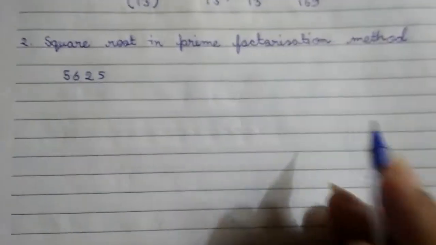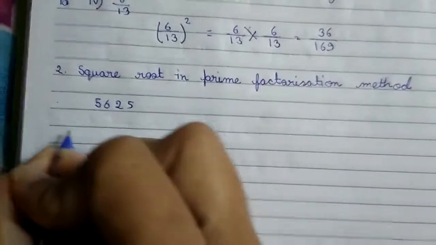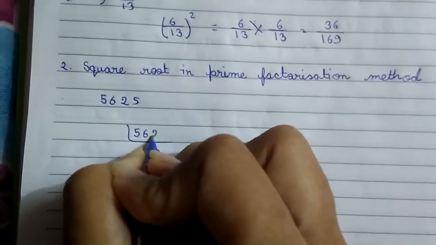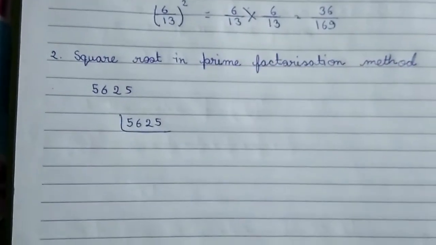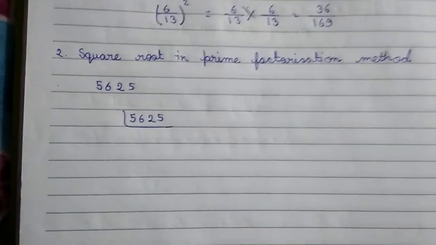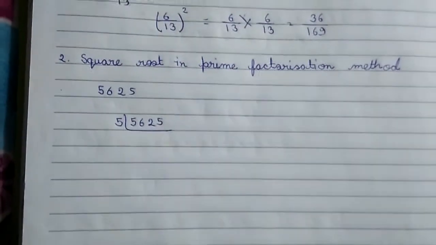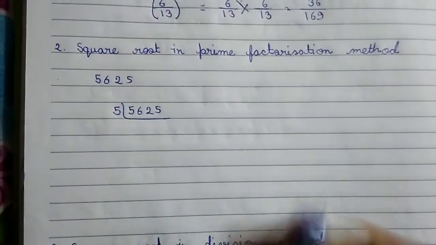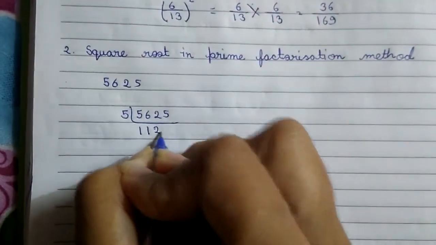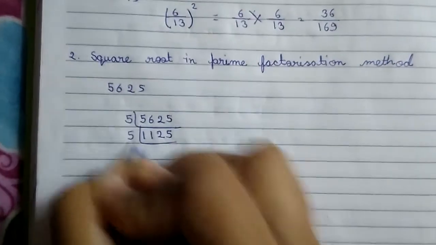That is square root in the prime factorization method. If this is given, you have to do it this way. 5625. Square root means you have to find the two same numbers which we multiply and we will get 5625. Let's divide it by 5, because this is called the prime factorization method. In the prime factorization method, you can only divide with a prime number. The last digit is 5, so we can also divide it with 5.